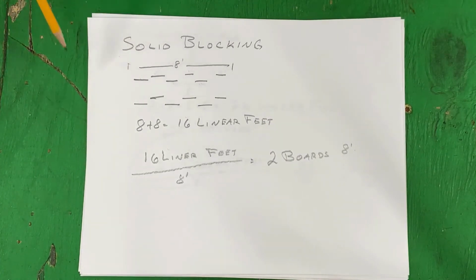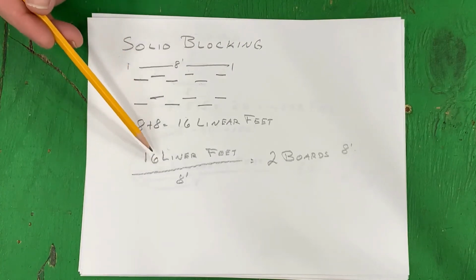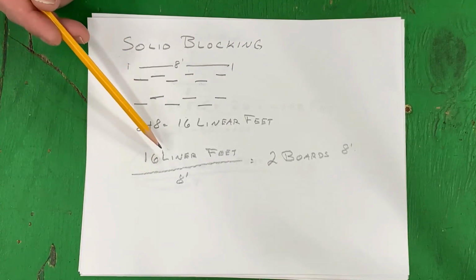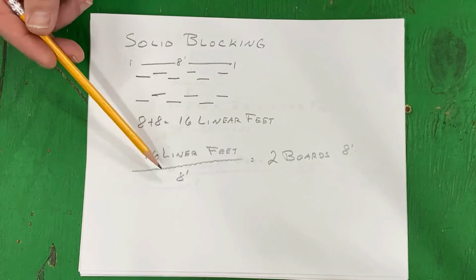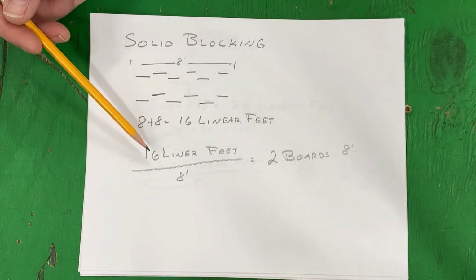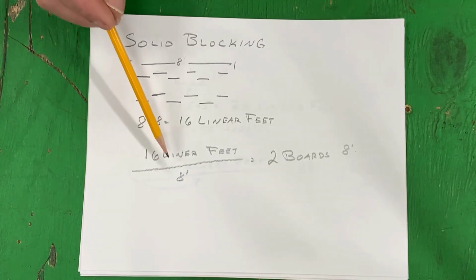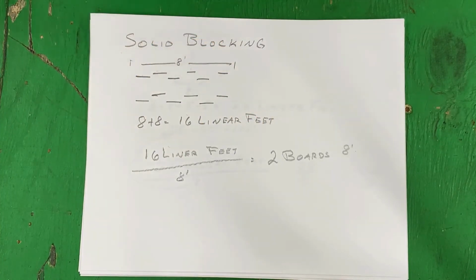Solid blocking. Remember, we had 2 runs of 8, 16 feet. I'm thinking back to my 8s again. 8-foot board's easier to handle than 16, and it usually costs less per actual board foot because it's made out of a different part of the tree. So 16 divided by 8, I got 2 boards at 8.